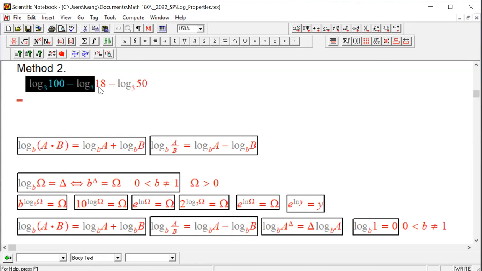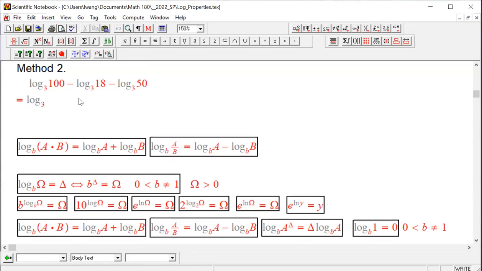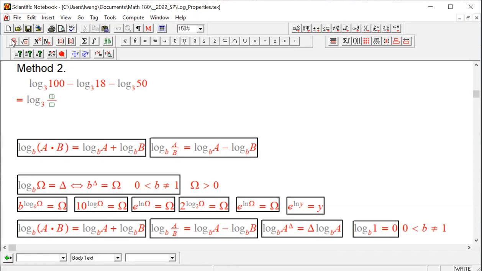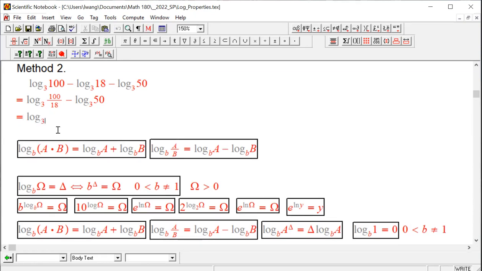Okay, so in this piece, I will have log base 3, quotient rule. So we're going to take 100 divided by 18. Okay, and then we subtract that piece. And then we're going to apply the quotient rule one more time.